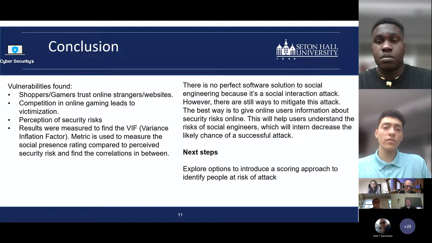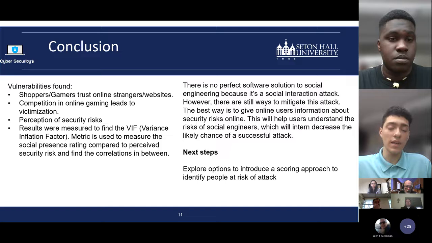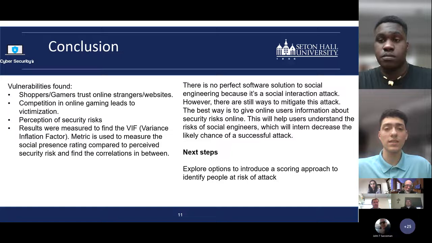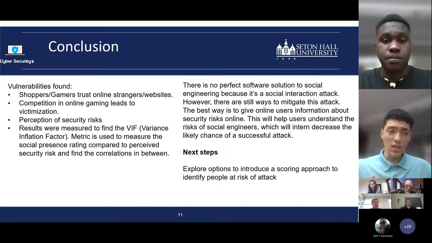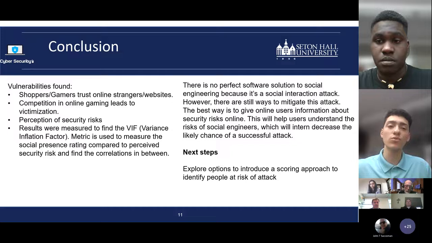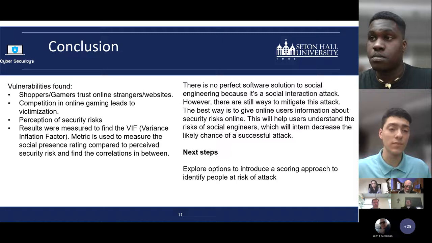And for our conclusion, we've noticed that there are similar vulnerabilities that we found through different articles and studies between shoppers and gamers. When it comes to gamers, they tend to trust other online gamers because of the cooperation that's built within games, and shoppers tend to trust websites whenever they become stressed. And continuing with online gaming, since there's so much competition, sometimes gamers want to get an edge above other gamers, and sometimes that means they'll try to cheat and go to not-so-safe websites to download, for example, hacks that they think will give them an advantage, but in doing so, they would download malicious software.